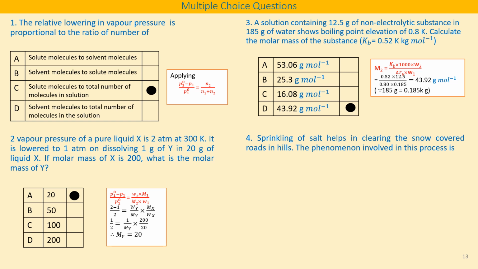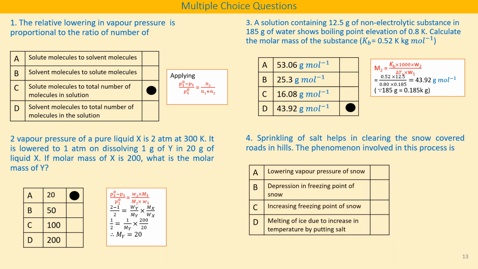Sprinkling of salt helps in clearing the snow-covered roads in hills. The phenomenon involved in this process is, four options are given. Identify the correct answer. Option A, lowering of vapor pressure of snow. Option B, depression in freezing point of snow. Option C, increasing the freezing point of snow. And option D, melting of ice due to increase in temperature by putting salt.